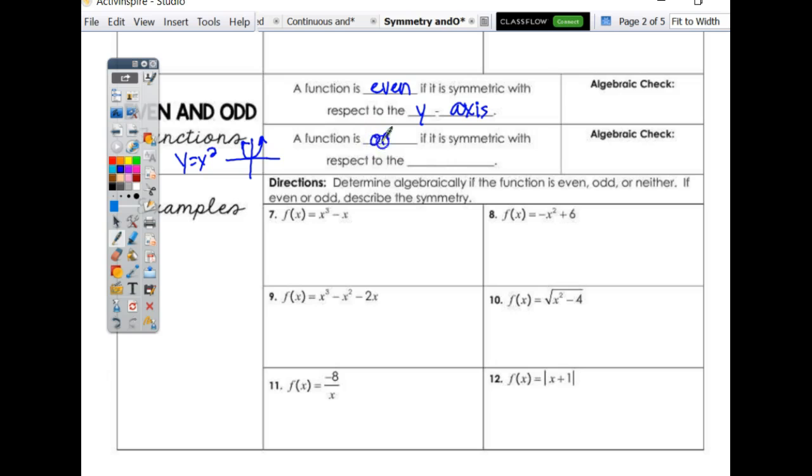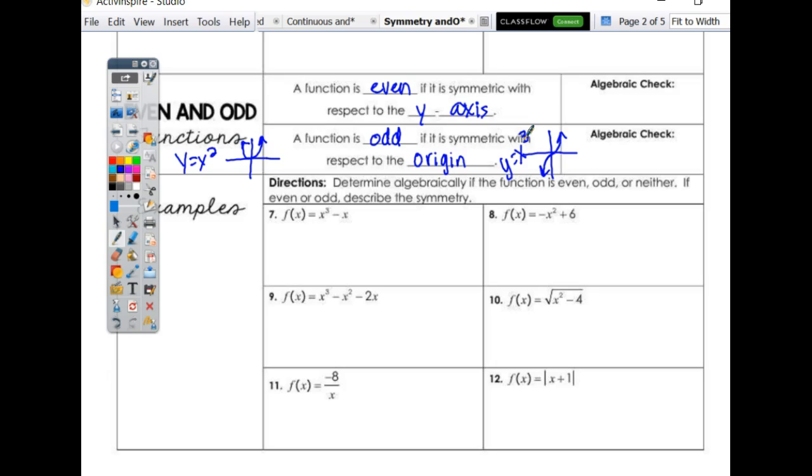An odd function is a function that is symmetric to the origin. And the best one, the simple one, is y equals x to the third. Because that one, if we rotate it 180 degrees, it's the same graph, so it's symmetric around the origin.